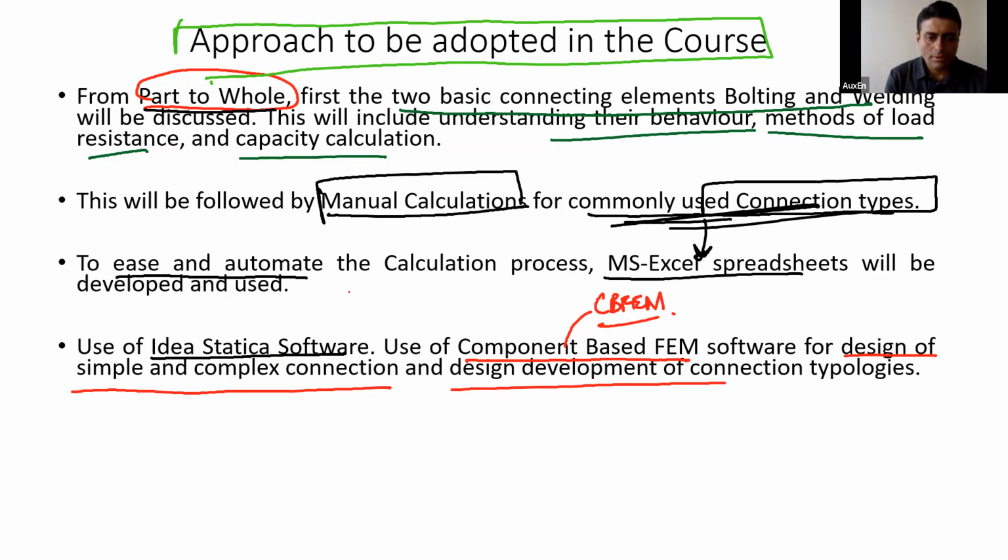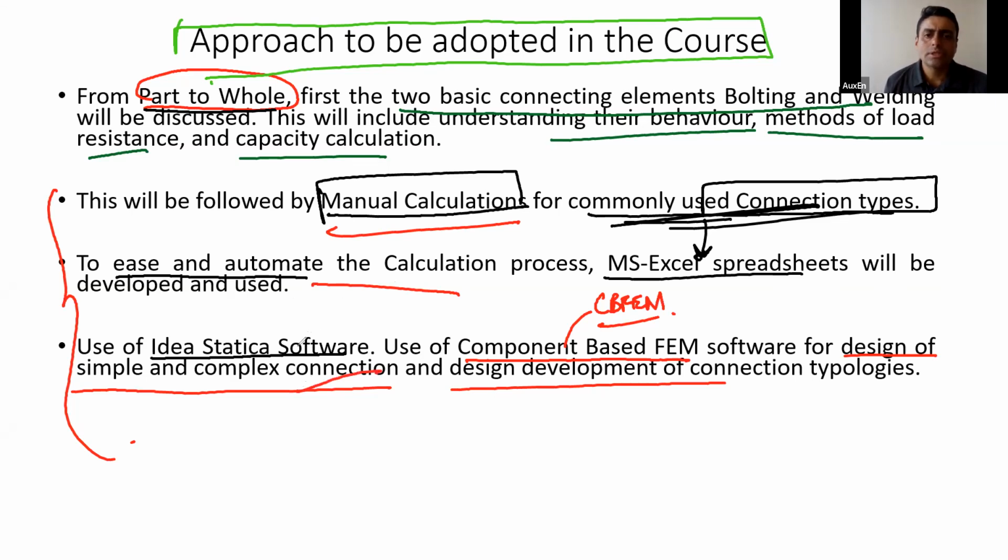So this is the three-pronged approach that we are going to adopt, just like people do in design offices, or in their consultancy work, that there cannot be a one size fits all type of approach. We have to pick and choose. So sometimes we'll be doing manual calculations. Sometimes we'll be relying on some Excel spreadsheets that we will develop, or we will be going for software.